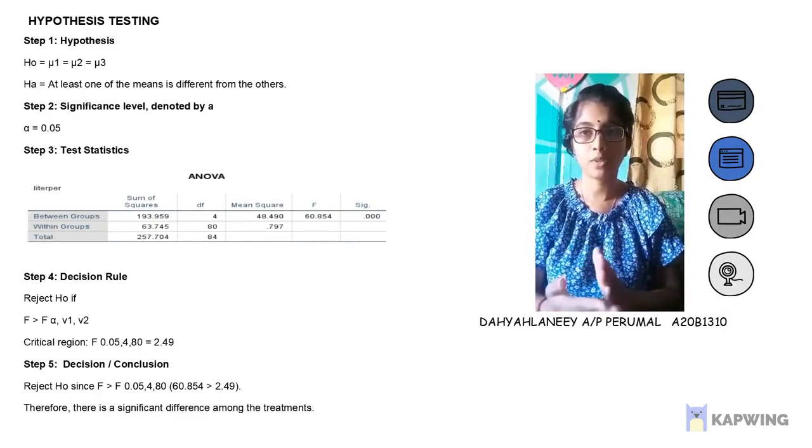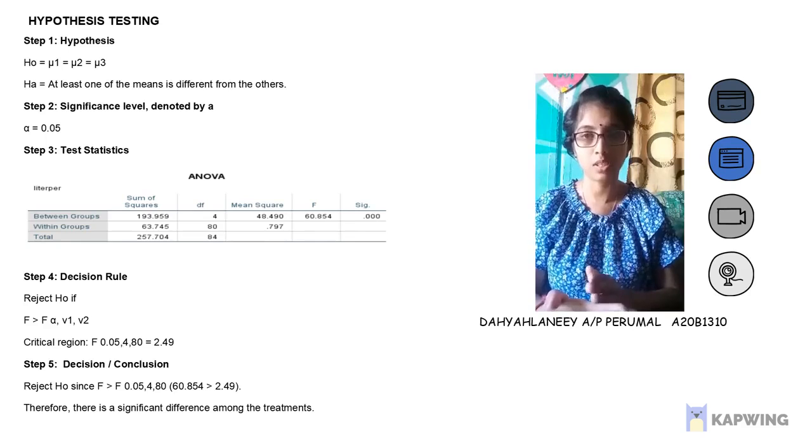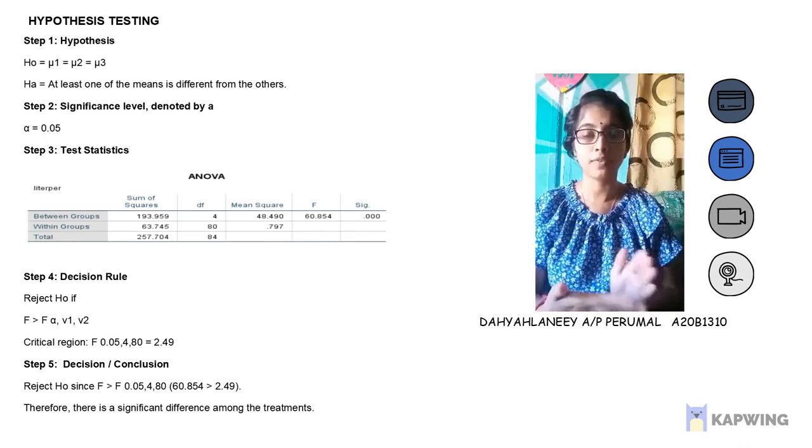I want to explain about the hypothesis testing. In this testing, we have to do 5 steps. The first step is hypothesis. H0, the null hypothesis, equals to mu1 equals to mu2 equals to mu3. The second is HA, the alternate hypothesis, equals to at least one of the means is different from the others.